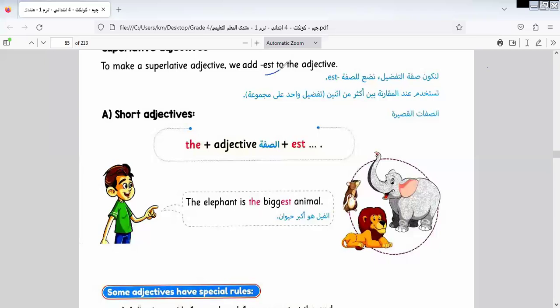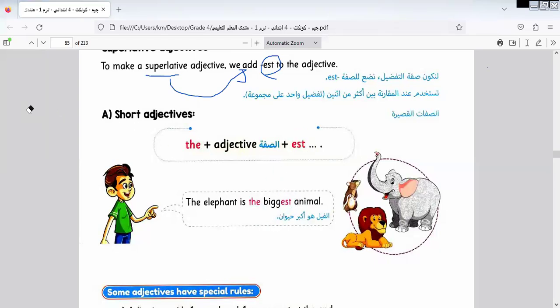Okay, we have comparative and superlative. This is called superlative. Superlative is made by adding est to the adjective, like this. The elephant is the biggest animal, so it will be here the biggest. We put the and adding est. We put est for what? For the adjective with one syllable.